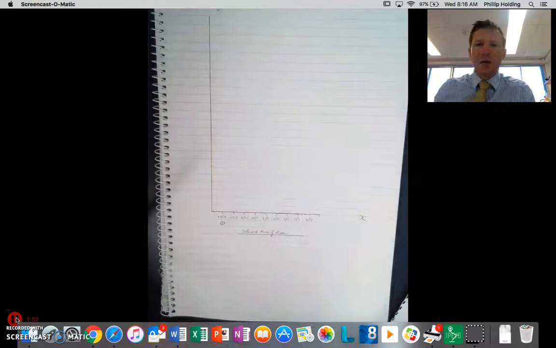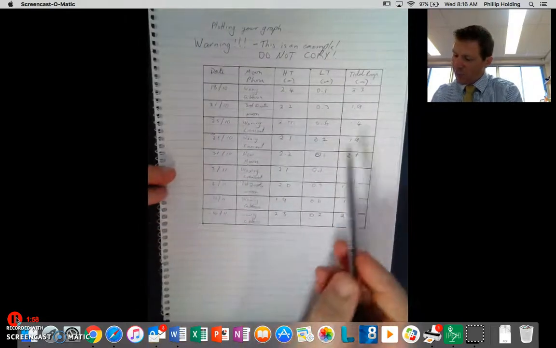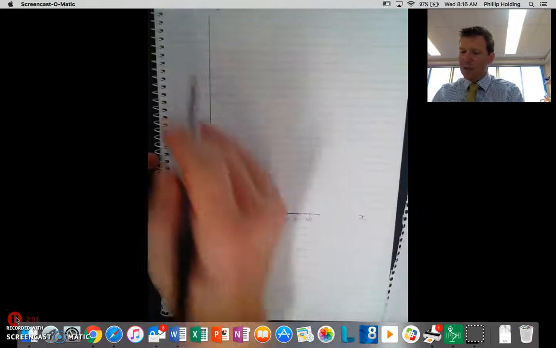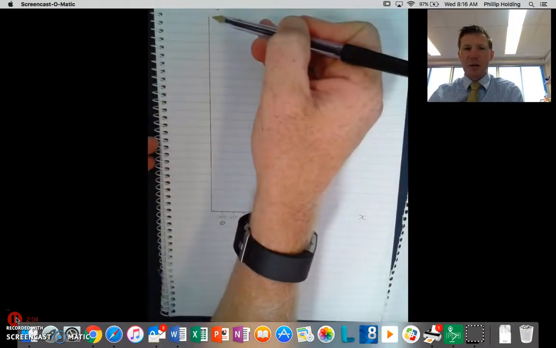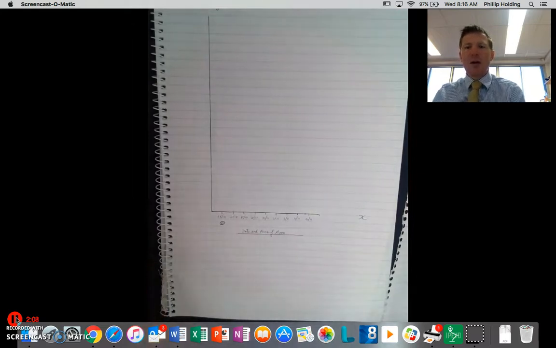Alright, along the y-axis, however, we're going to do the tide heights, and that is continuous, so it starts from zero and goes all the way up. Now looking at my thing here, the largest value I've got is 2.4, so I need to make sure that my scale goes up. So I'm going to go up 0.1 for every rung, but you need to determine how to do that accurately and in scale for yours.